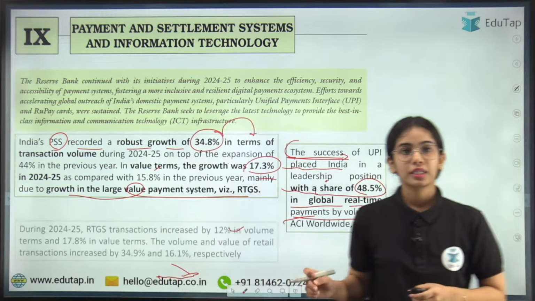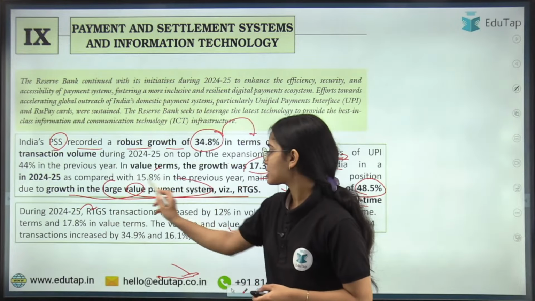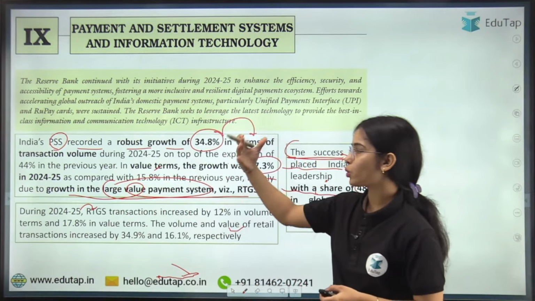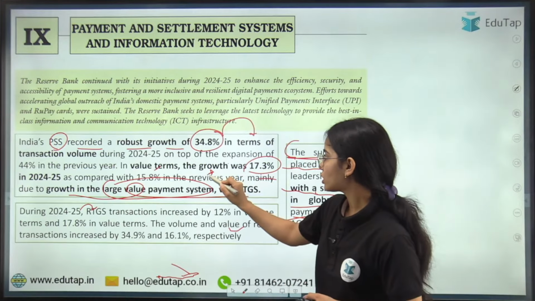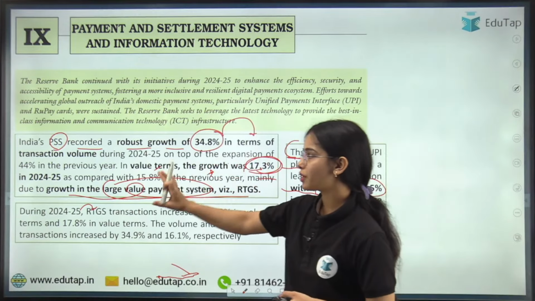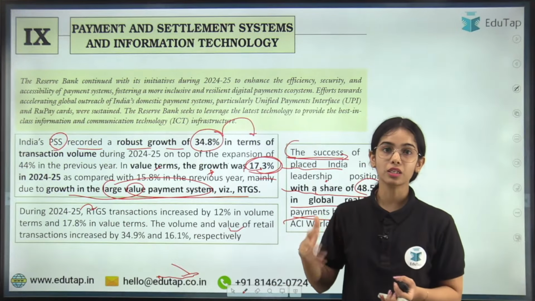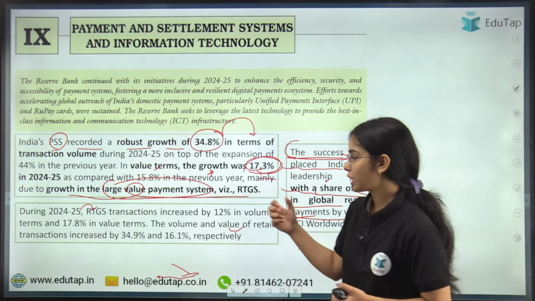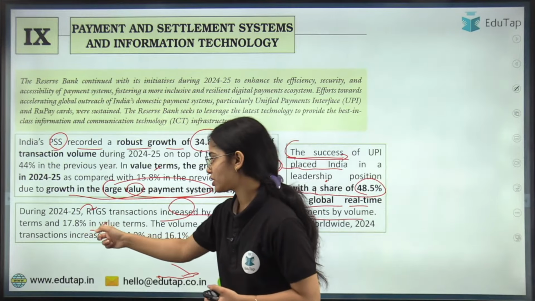Okay. Next is that during 2024-25, RTGS, the large value payment system, has helped in the growth of the value of transactions. In value terms, the growth was 17.3% in 2024-25. This is due to the growth in the large payment system. RTGS transactions increased by 12% in volume and 17.8% in value terms.